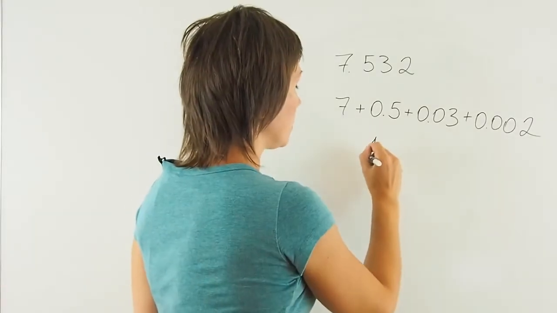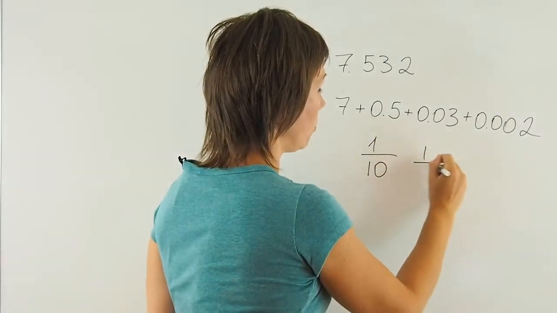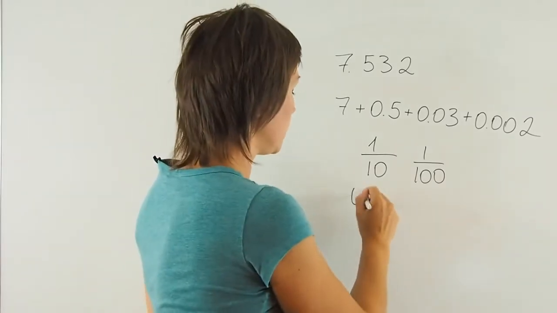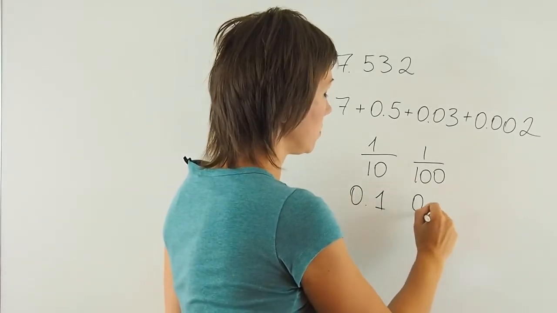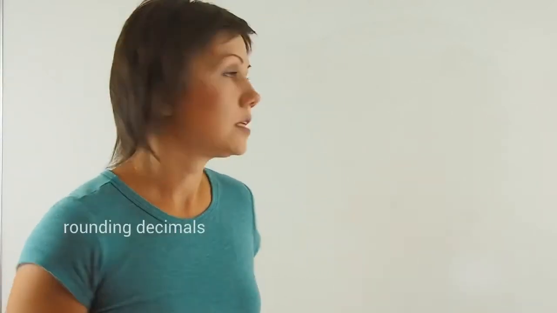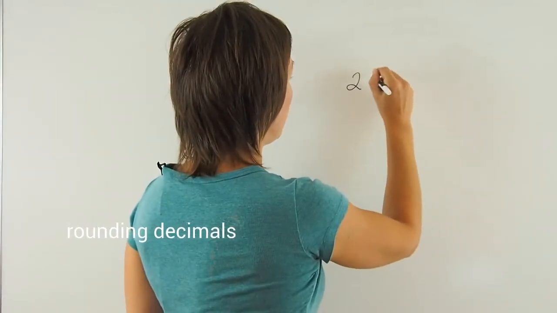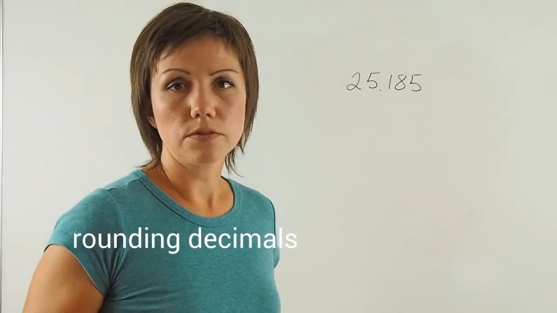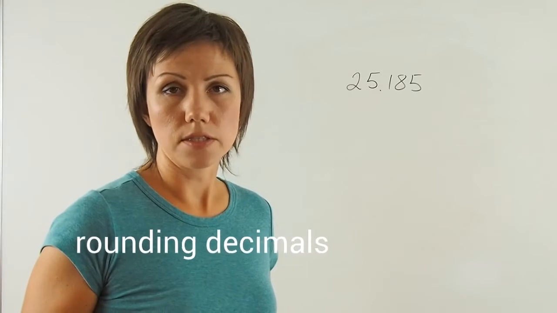When you have a fraction over 10 or over 100, you can record it as a decimal: 0.1, 0.01, and so on. Rounding decimals can be very useful when working with them. For example, let's look at a decimal 25.185 and say we want to round it to the nearest hundredths.